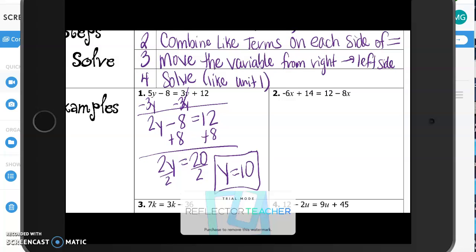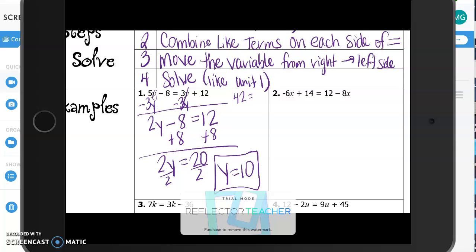When you are checking your answers, this one's a little bit trickier to check because you don't know what it's supposed to equal. All of our other equations so far has said equals a number. This one does not. So what you have to do is plug the 10 in to one side first. So 5 times 10 is 50, minus 8 is 42. So the left-hand side, we get 42.